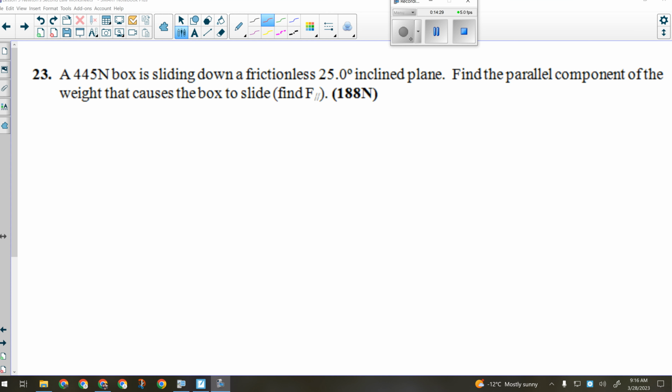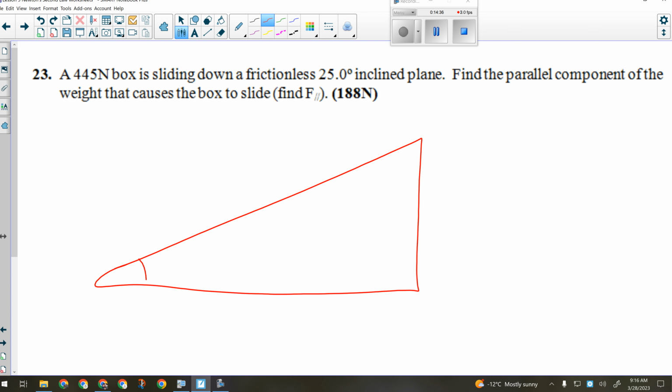All right, so on 23, all we have to do is find F parallel. So it's pretty simplistic. We don't actually have to do very much else with it. We have a 25-degree angle and our 445 newton box. We don't even have to calculate the mass for this one because we don't need it. We're just dealing with that internal triangle.